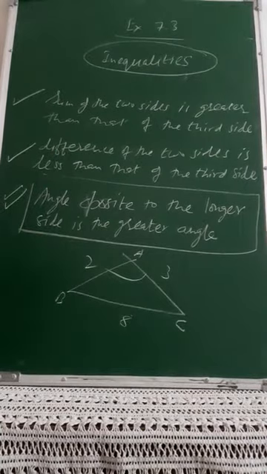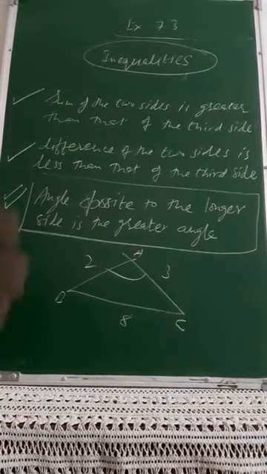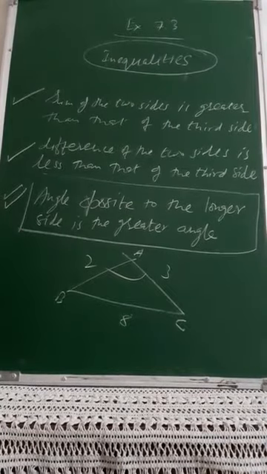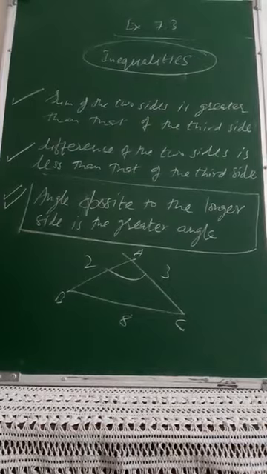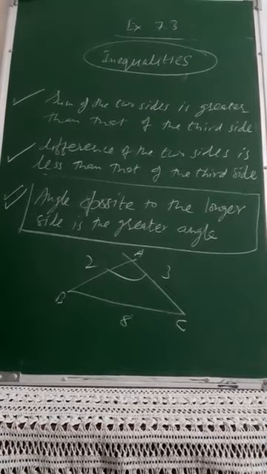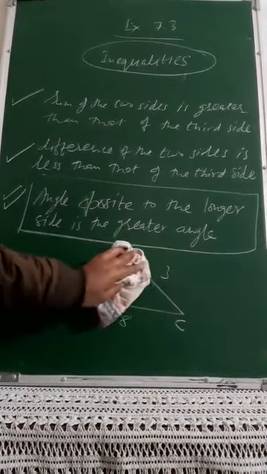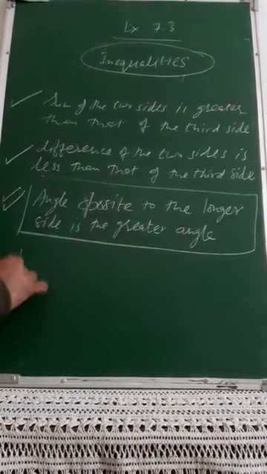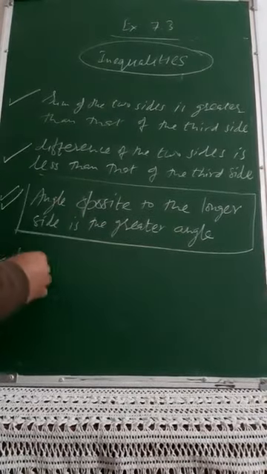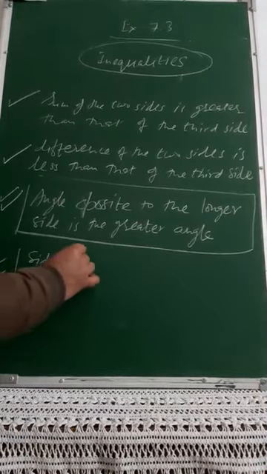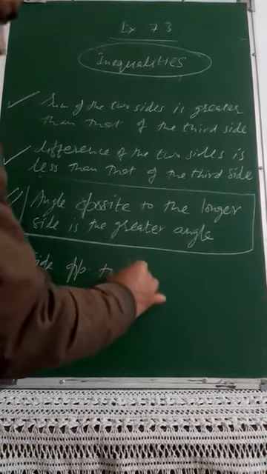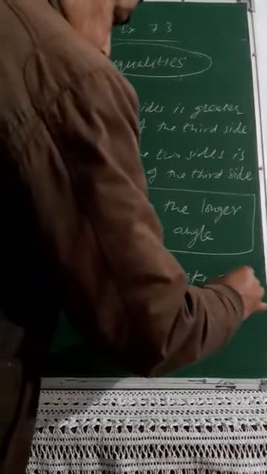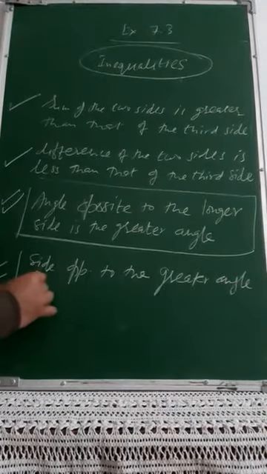So you can write the angles in ascending order as well as in descending order, which can be part of your objective questions also, that is of section A as well as of section B. So in that way the property is very important, and you need to keep a watch upon this property. And then the last again is: side opposite to the greater angle. Greater angle is the longer side.